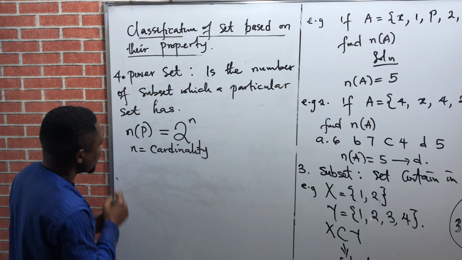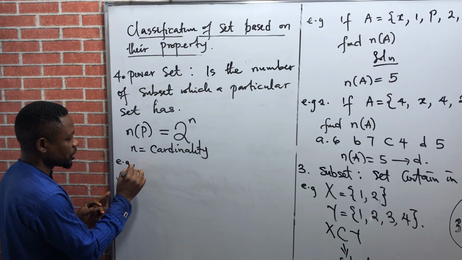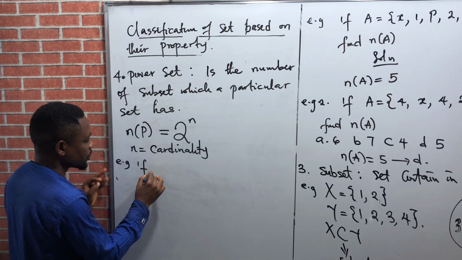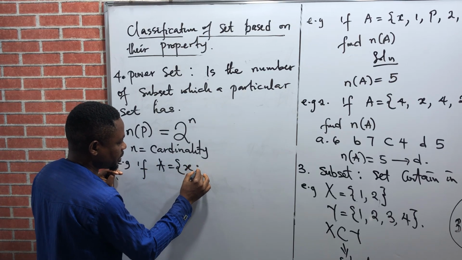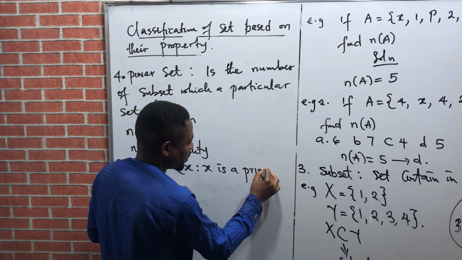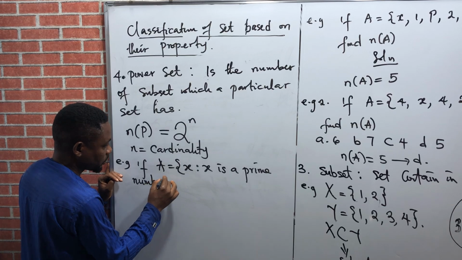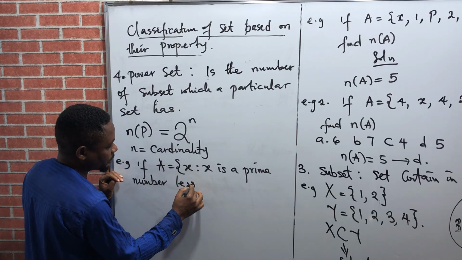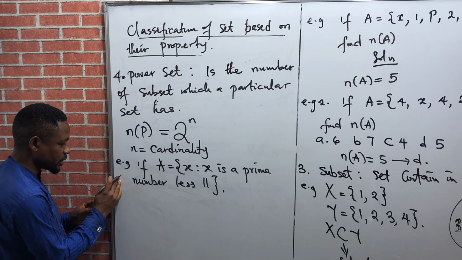Are you there? Now, the question is, can we now look at a few examples? Watch. Now watch. If our set A is given as this, x is a prime number less than 11. Less than what? 11.